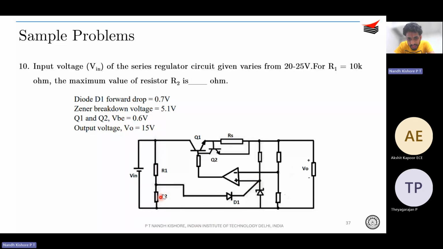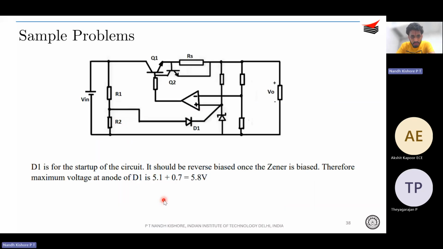Correct? So you just apply KVL in this loop over here. VR2 is equal to what? VR2 is equal to VD1 plus VZ, right? So your VD1 is given and VZ is also given, correct? So from that you find out what is VR2. R1 is given. So D1 is during the startup of the circuit, that is when there is no output voltage to support this VZ, what will happen? This diode will be forward biased. Therefore, this op amp will start operating and this Q1 will come into picture.